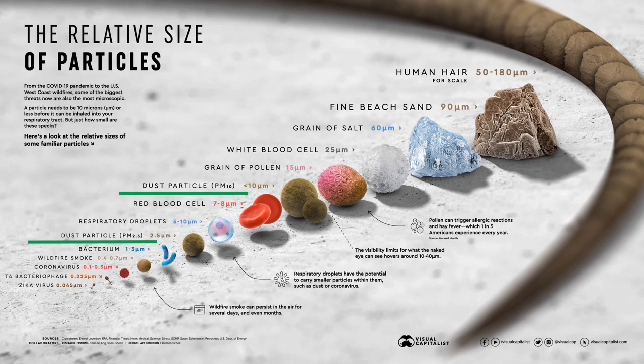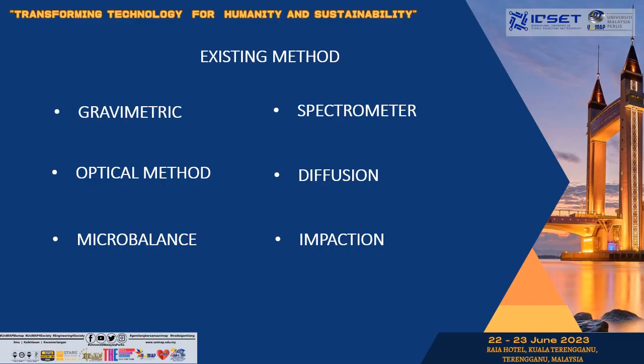Okay, enough of that. We will go to the existing methods that have been used by other researchers to evaluate particulate matter. From my reading, there are many techniques to evaluate PM, or particulate matter. The most commonly used is the gravimetric method. This method involves collecting an air sample on a filter substrate, weighing the filter before and after sampling, and calculating the mass of the collected particles.